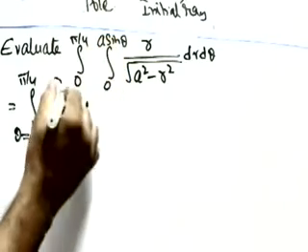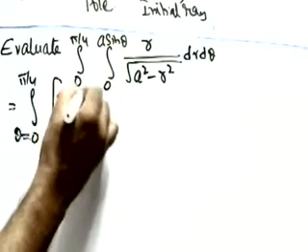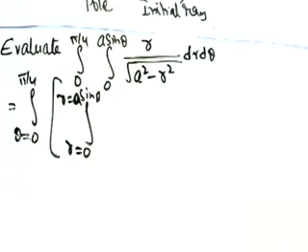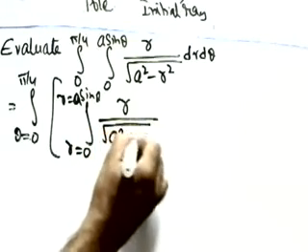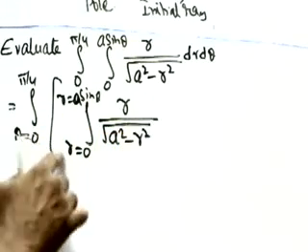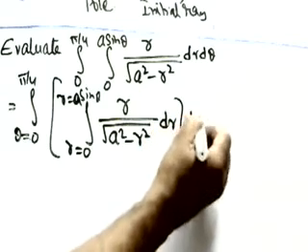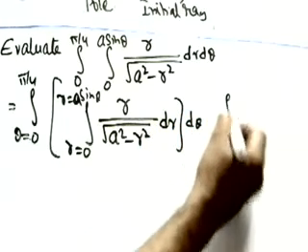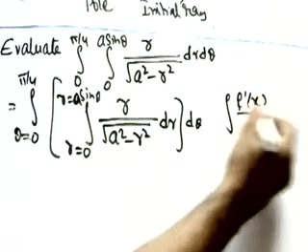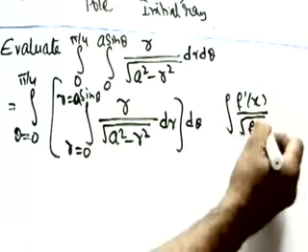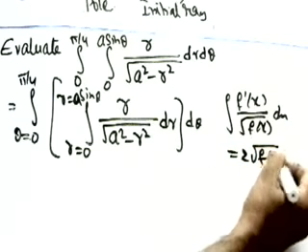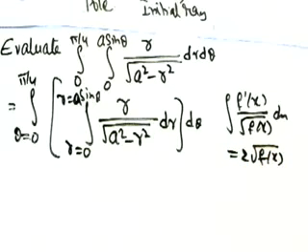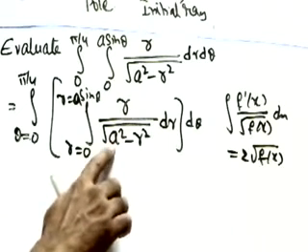Now take this one, r equals 0, because theta is given, so it is r. r equals 0 to r equals a sine theta, into r divided by under root of a square minus r square. First we have to integrate with respect to r, so write dr then d theta. You see here we are having one formula: integration of f dash x by root of f of x is 2 root f of x.